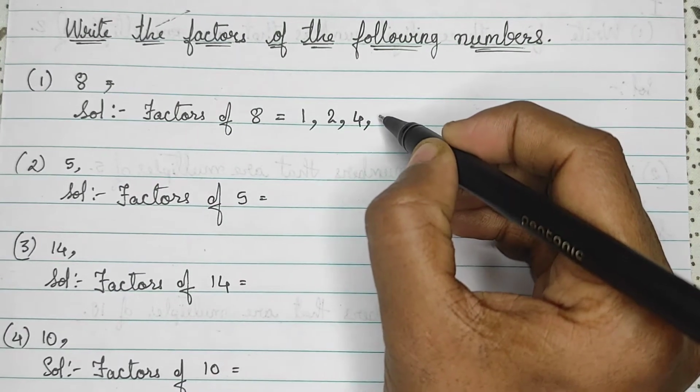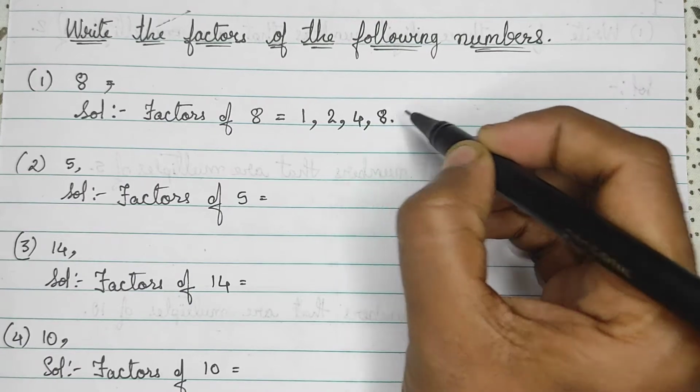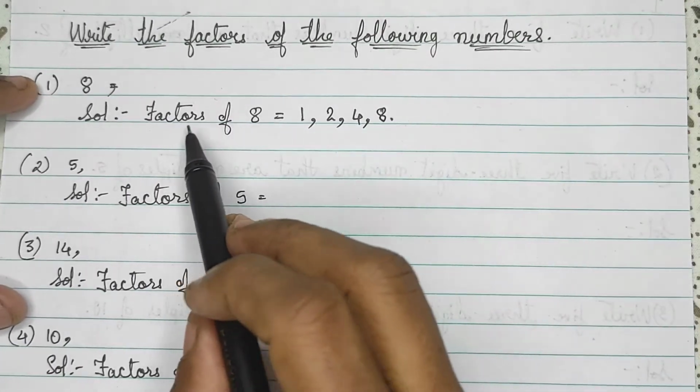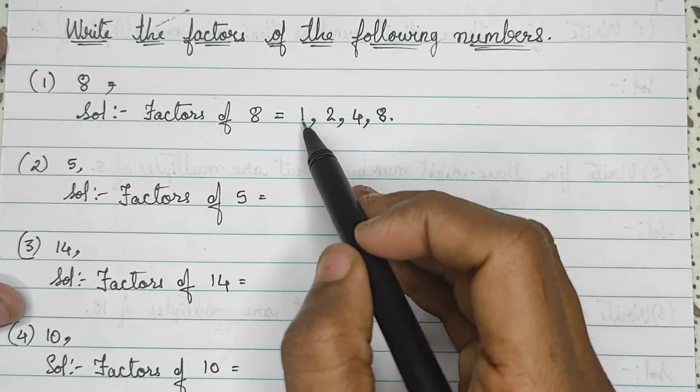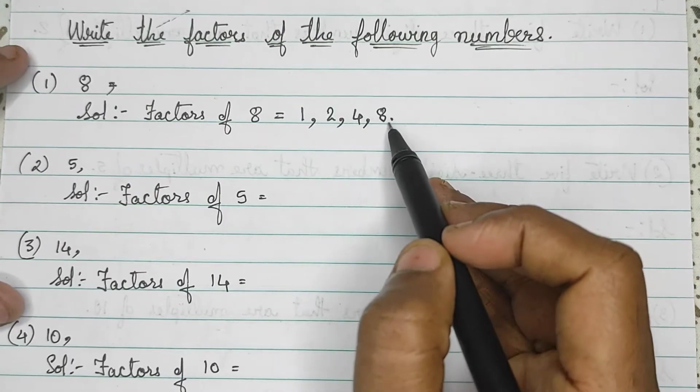So directly now say 8th table. So factors of 8 are 1, 2, 4, 8.